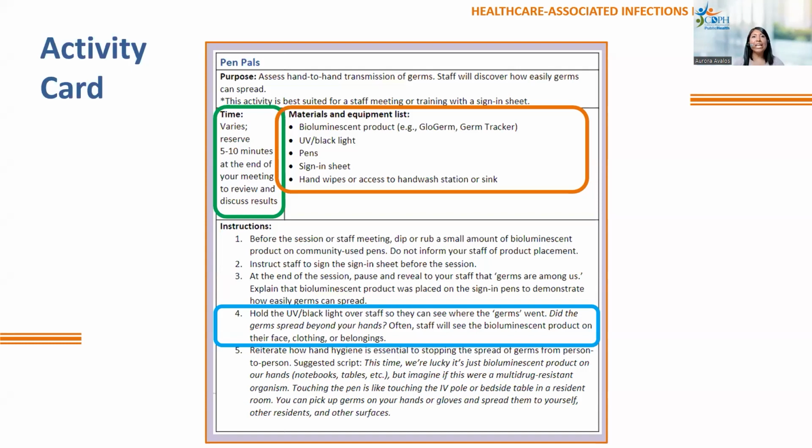Here's an example of an activity card called Pen Pals. You can use this activity card to reinforce hand hygiene concepts while visually demonstrating how easily germs can spread. To prepare for this activity, make sure that you have a bioluminescent product such as Glow Germ, a UV light, pens, a sign-in sheet, and hand wipes or access to a hand wash station or sink. Once prepped, use the instruction section to go through each step of the activity with your staff. Let's now look at a video showing an example of how this could be completed in a facility.